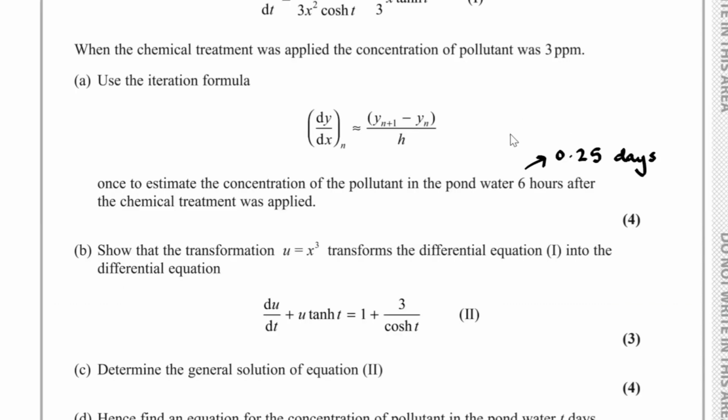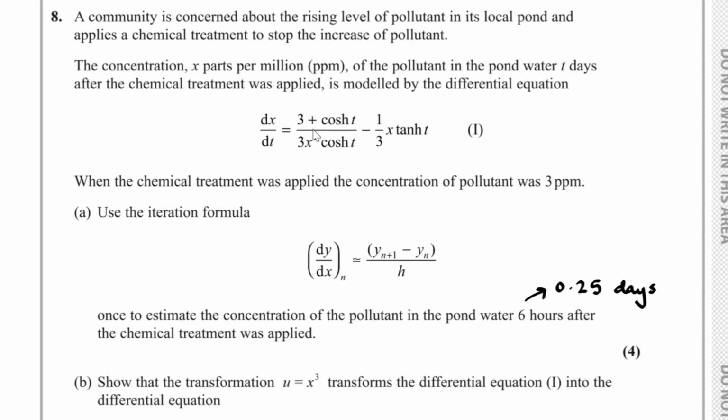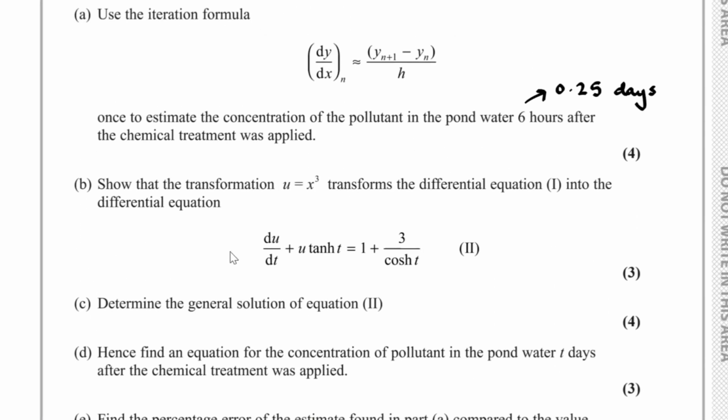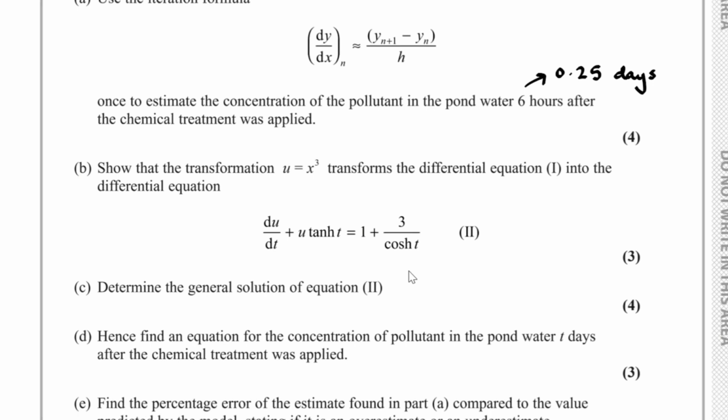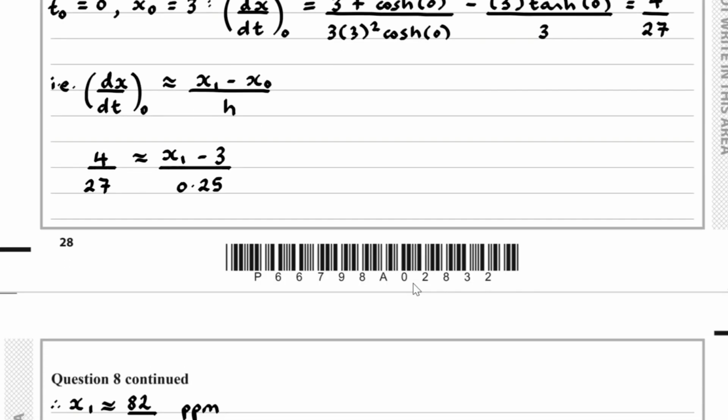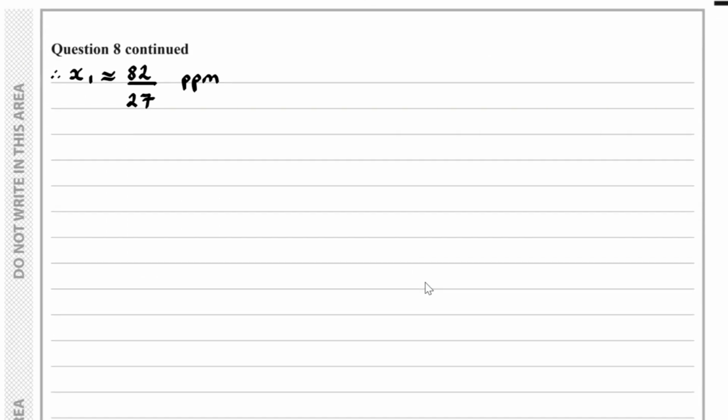Now for part B, we have to show that the transformation u equals x cubed transforms the differential equation shown here into this differential equation here, du over dt plus u tanh t equals 1 plus 3 over cosh t. So for part B, we begin with u equals x cubed.